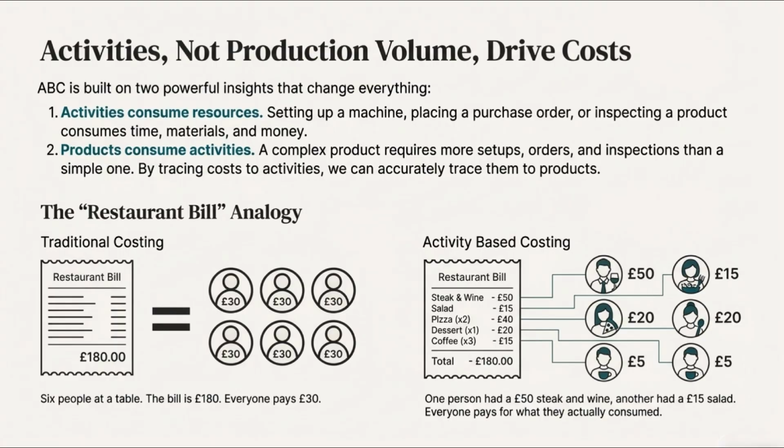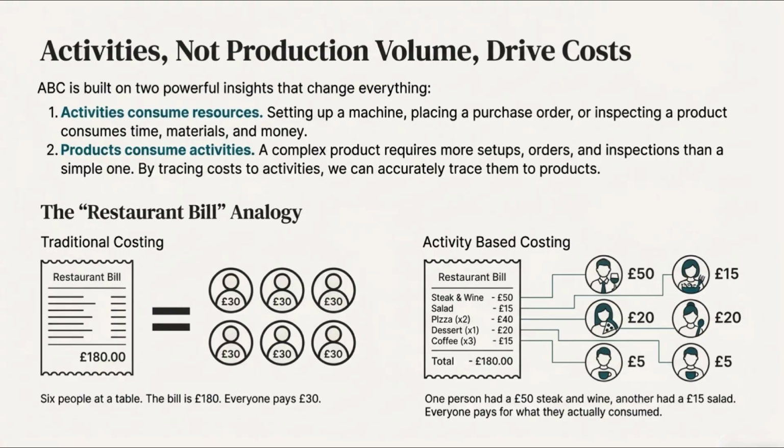When you set up a machine, place a purchase order, or inspect a product, you're using resources. Those resources cost money. Every activity in your business has a cost attached to it. Insight number 2. Products consume activities. A complex product requires more setups, more orders, and more inspections than a simple one. By tracing costs to activities first, and then tracing activities to products, we can allocate costs far more accurately.